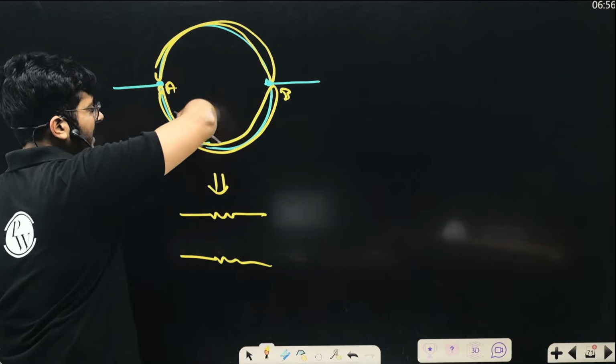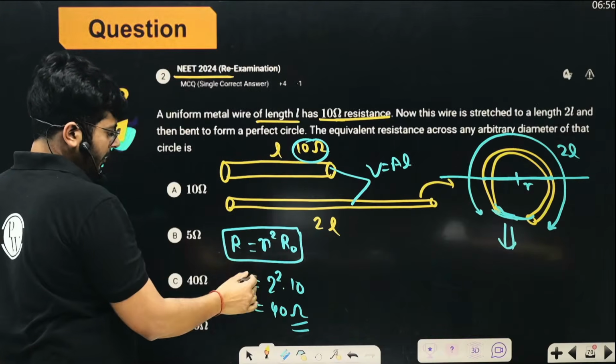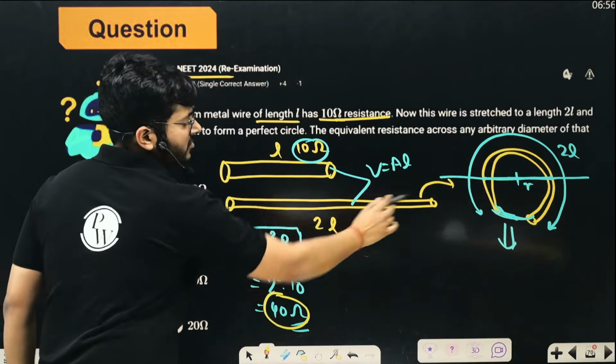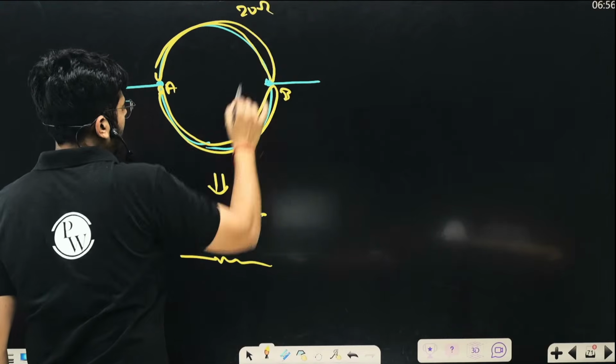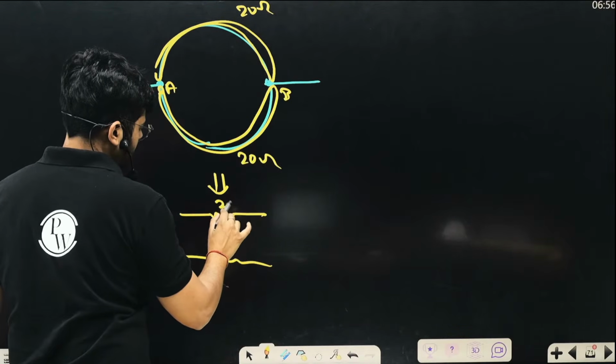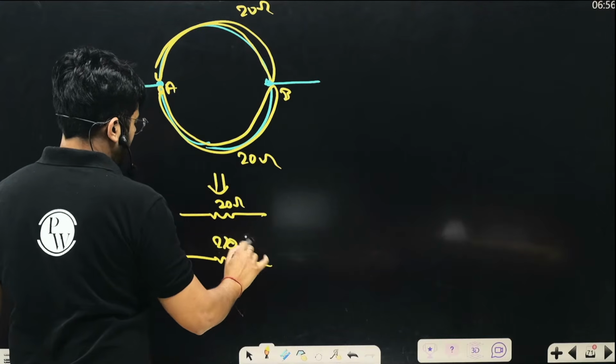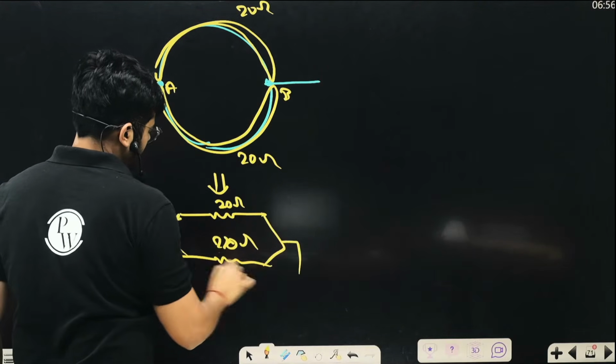The total wire has resistance of 40 ohm. Here you've seen that. Total wire after stretching has a resistance of 40 ohm. So upper half has a resistance 20 ohm and lower half has a resistance 20 ohm. So basically 20 ohm and 20 ohm are connected in parallel with one another like this. Yes or no?